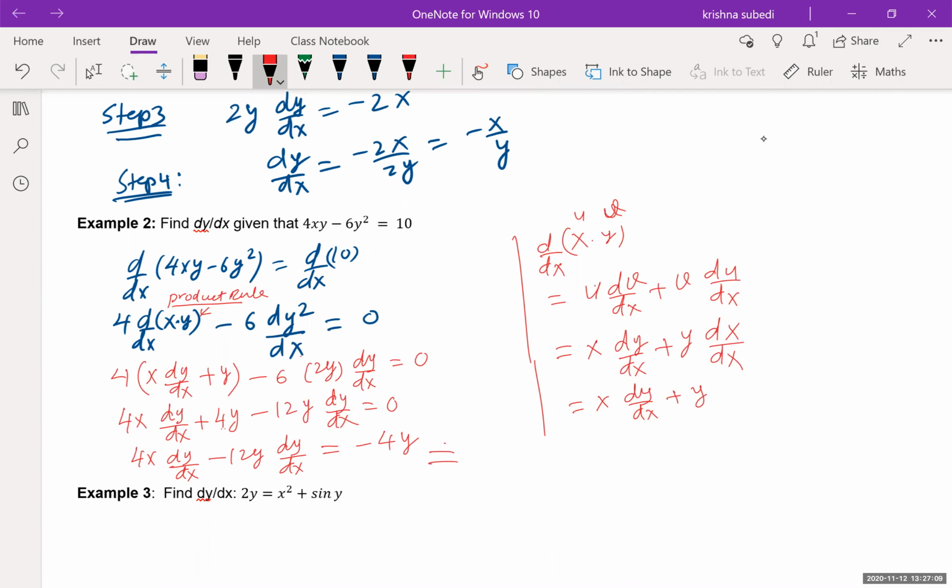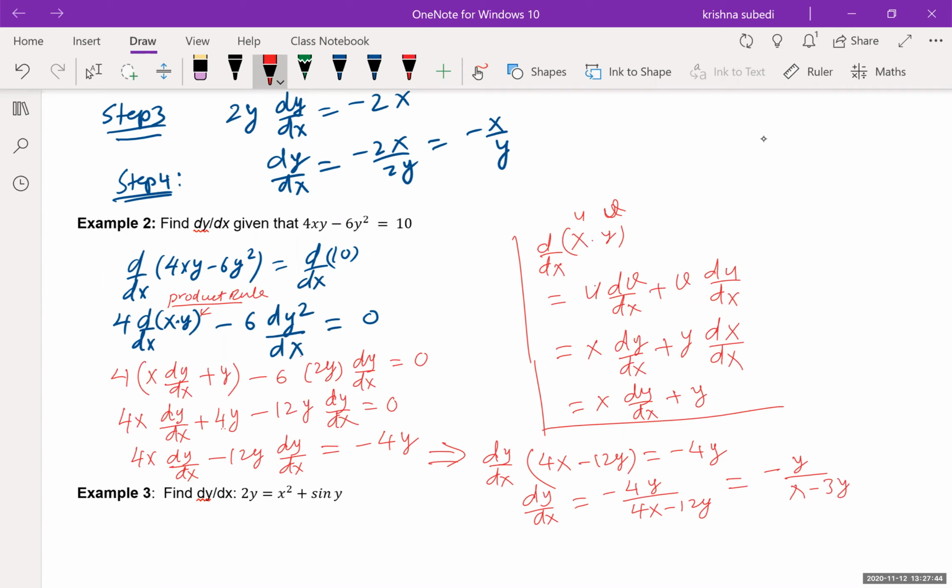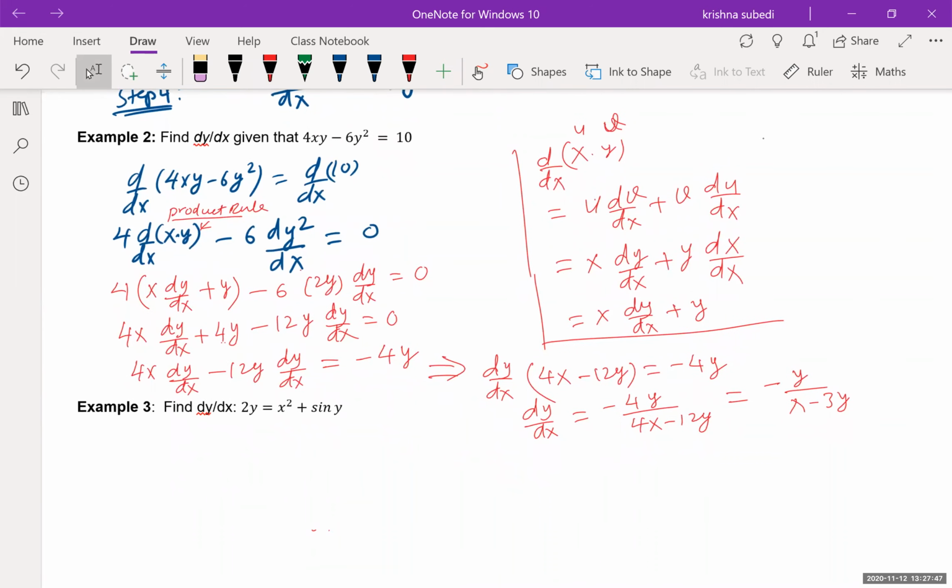Now this becomes dy over dx. You can factor out on the left hand side, which gives you 4x minus 12y equals negative 4y, and so your derivative dy over dx equals negative 4y over 4x minus 12y. Or if you want to simplify it, you can write this as negative y over x minus 3y. All right, so that is our derivative.